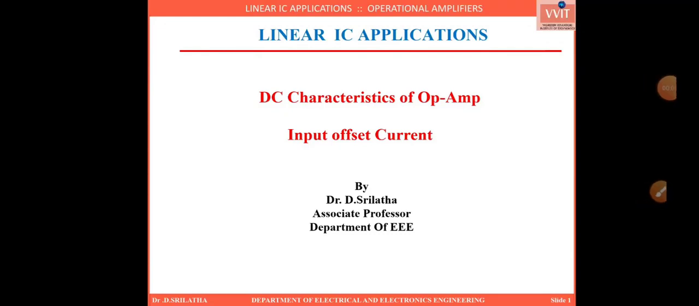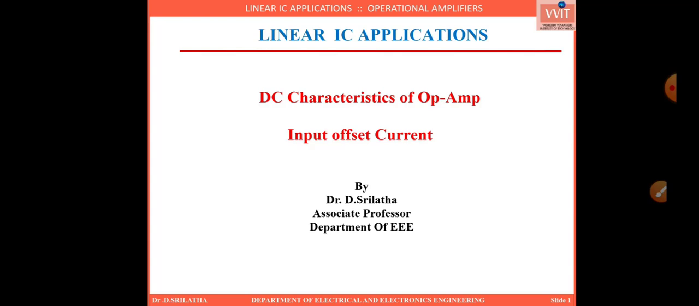Now in this session, we are going to discuss the DC characteristics of operational amplifier. We have 4 different DC characteristics of operational amplifier: input bias current, input offset current, input offset voltage and thermal drift. In the previous session, we have seen input bias current, what the effect of this input bias current is, and how to compensate it.